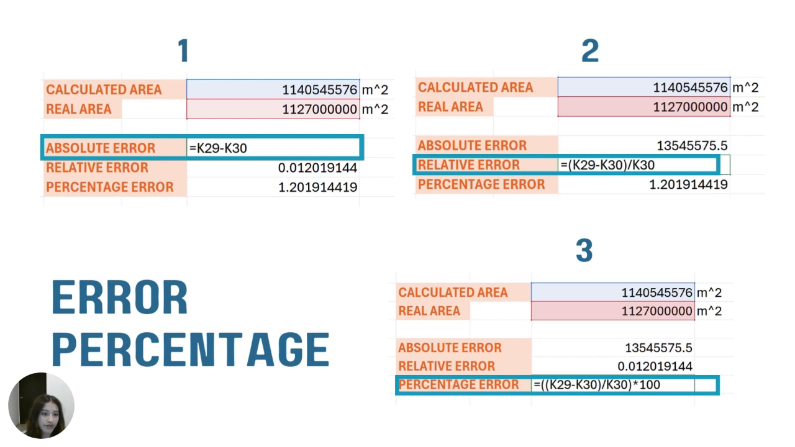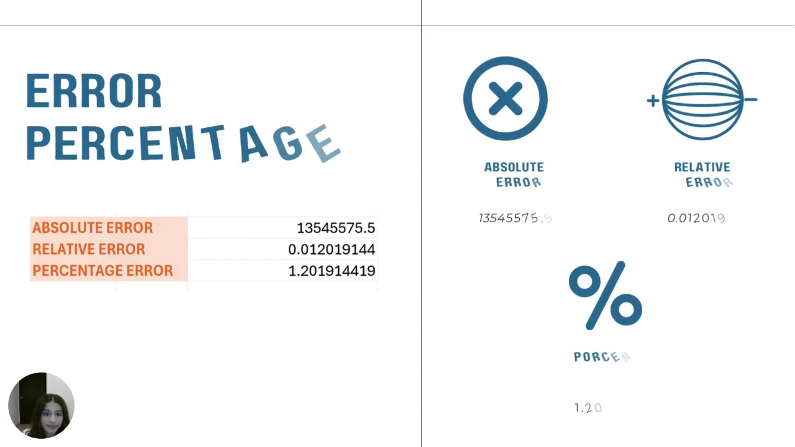We will calculate three errors: the absolute error, the relative error, and the percentage error. First, for the absolute error, we will subtract the real area from the calculated area. Next, for the relative error, we will take the calculated area minus the real area and divide it by the real area. Then for the percentage error, we will again subtract the real area from the calculated area, divide that by the real area, and then multiply it by 100. So in the next slide, we will see our results.